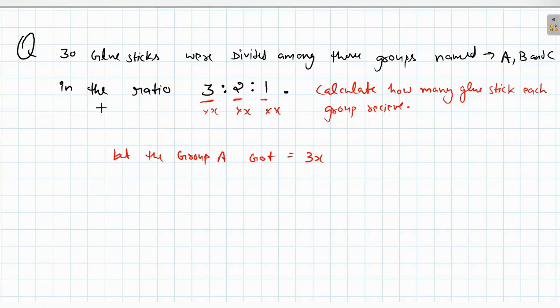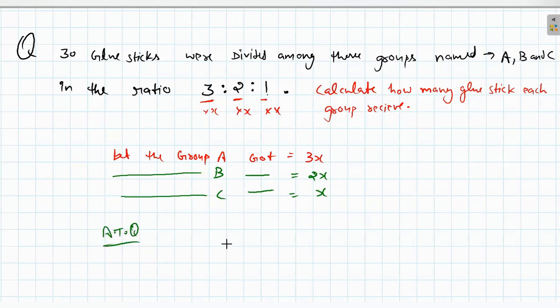And how many did group B get? Group B got 2x. And group C, according to the ratio, gets x. Yes or no? Any confusion? Now we will add them up. So 3x plus 2x plus x is how much? That is the summation of all the glue sticks.